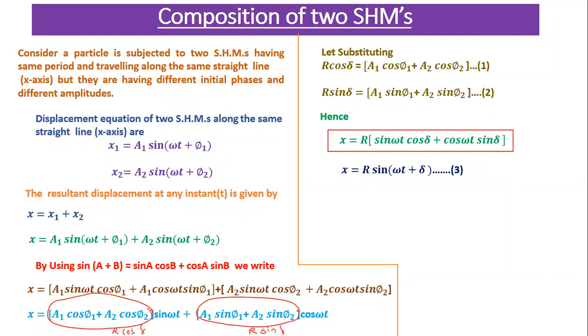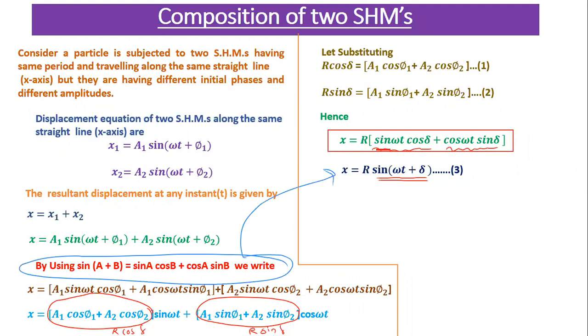Now here, sin omega t cos delta plus cos omega t sin delta. This is the expansion of the term sin(omega t plus delta), using this formula. So here we use this formula, and we get x is equal to r sin(omega t plus delta), and this is the resultant displacement.